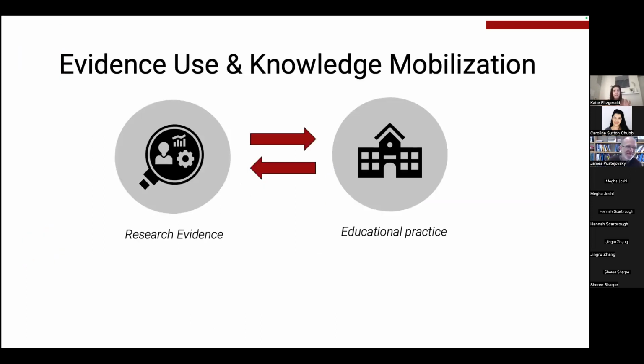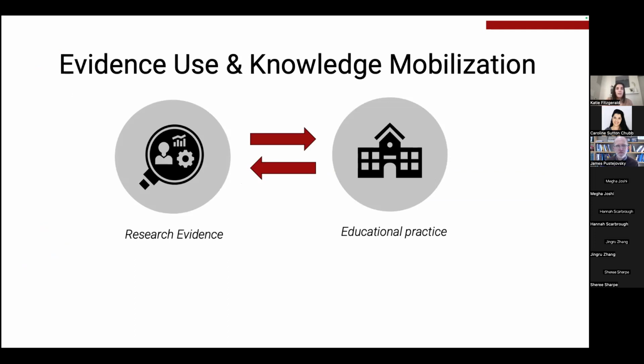So let me get us started with some framing. I think in the ed research context, we all know that we have this substantial body of evidence about, quote unquote, what works. Really high quality causal inference studies have become the normal science in a lot of ed research. But in recent years, there's been a growing conversation in the ed community, especially among folks studying research practice partnerships, that we really need to be paying attention to evidence use and knowledge mobilization.